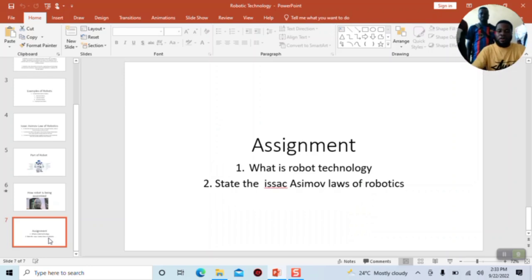Practice robot technology. State the Asimov laws of robotics. You have to submit this assignment on the Google site. Thank you.